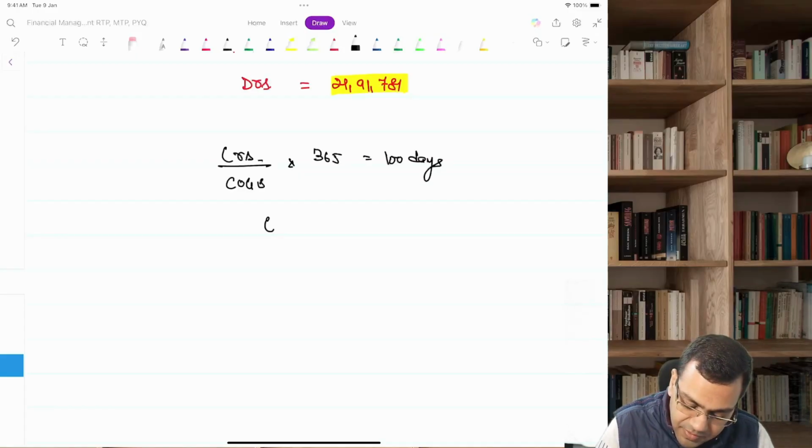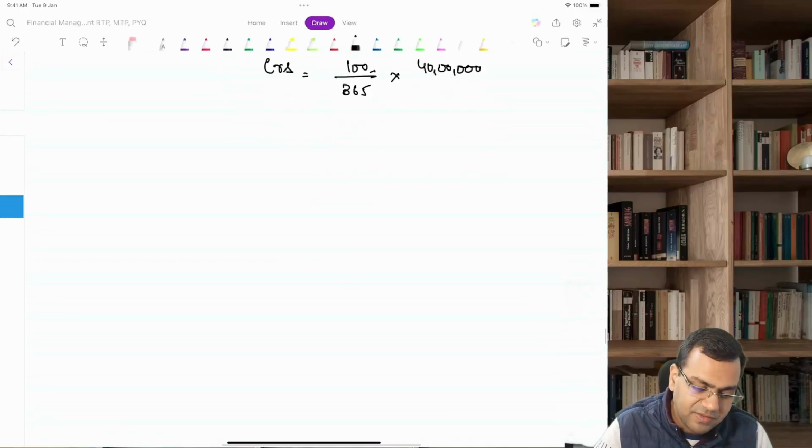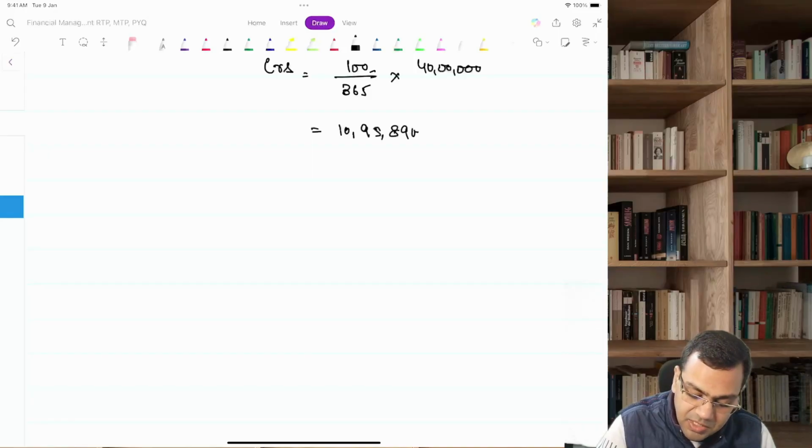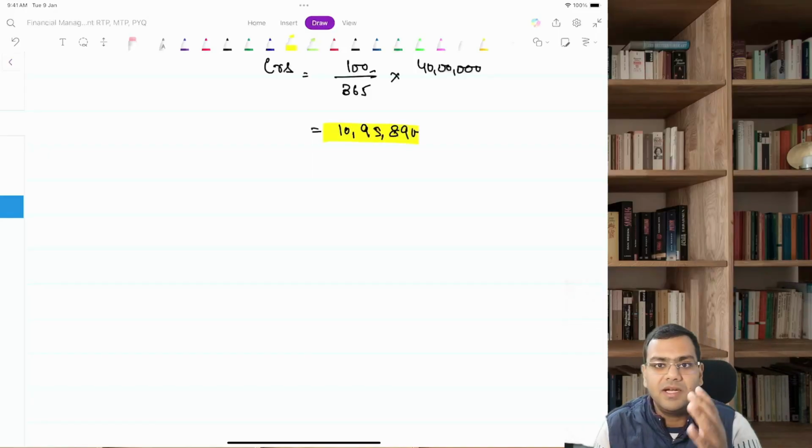So creditors is equal to 100 divided by 365 multiplied by COGS of 40 lakhs, right? So 100 divided by 365 multiplied by 40 lakhs, that comes to 10,95,890. So this becomes your creditors. Now you have the current assets. Now you have the current liabilities.